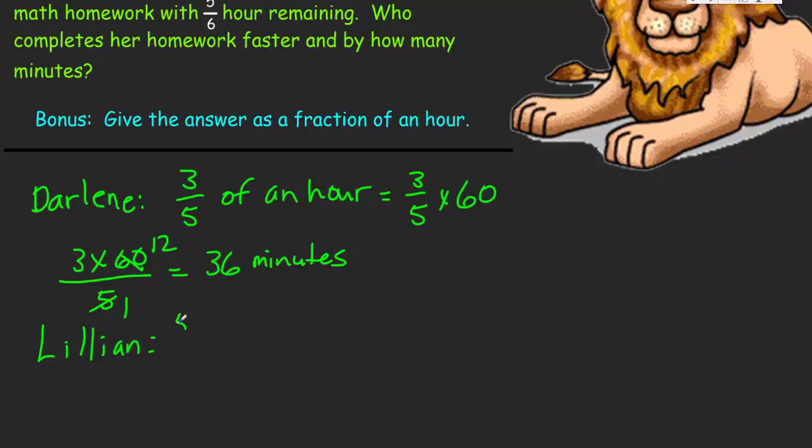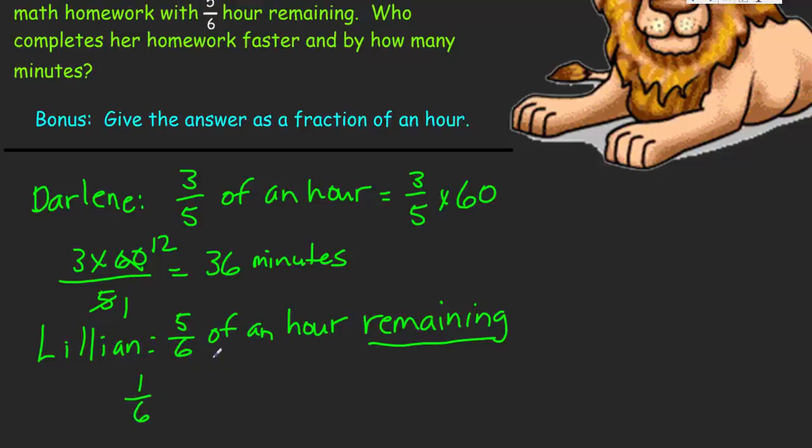Lillian says that she completed her homework in 5/6 of an hour, but remaining. Key point, that's what's remaining. Well, then that would mean, if that's what's remaining, that there's 1/6 left of that hour. So it actually means that she completed it in 1/6 of an hour.